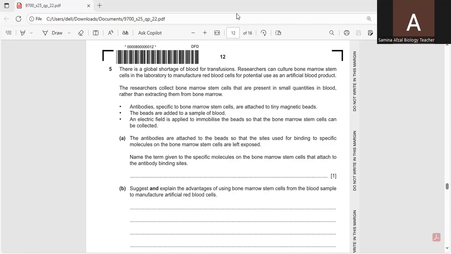Name the term given to the specific molecules on the bone marrow stem cells that attach to the antibody binding sites. So the specific molecules on bone marrow stem cells that attach to the antibody binding sites are called antigens.